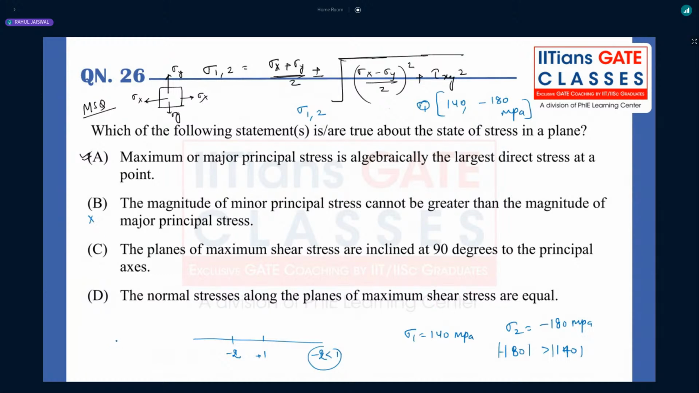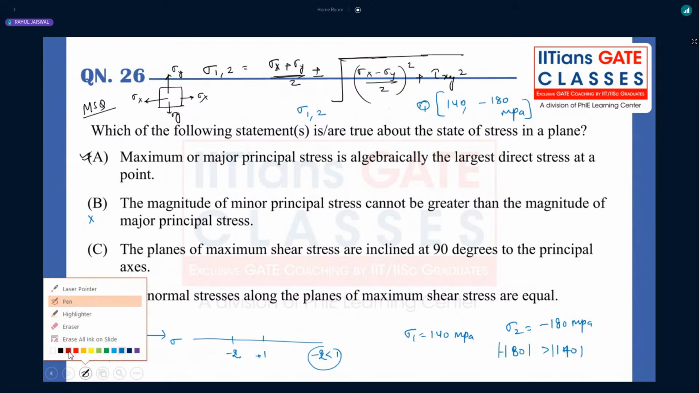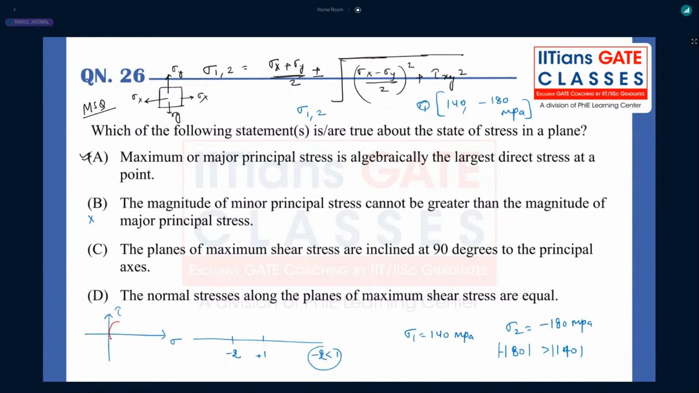The planes of maximum shear stress are inclined at 90 degrees to the principal axis. Again, that is not true, because if we draw the Mohr circle, here tau, here sigma. Suppose I am getting a Mohr circle something like this, for example for the uniaxial loading case. A material is being subjected to sigma, a uniaxial tensile stress. So what is my reference plane? This will be my reference plane.